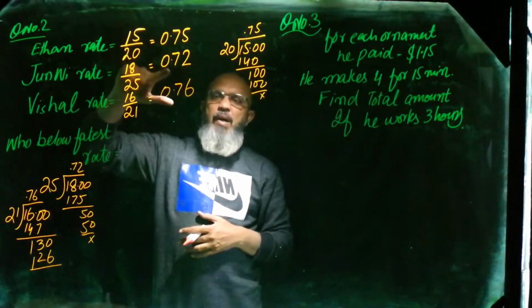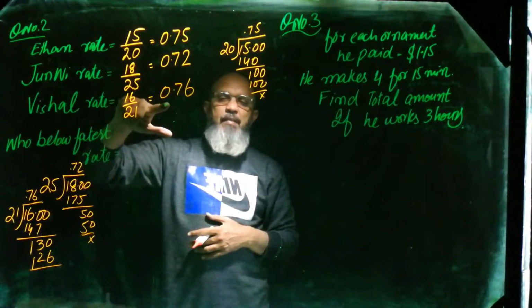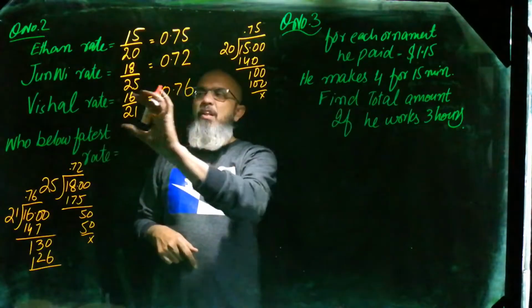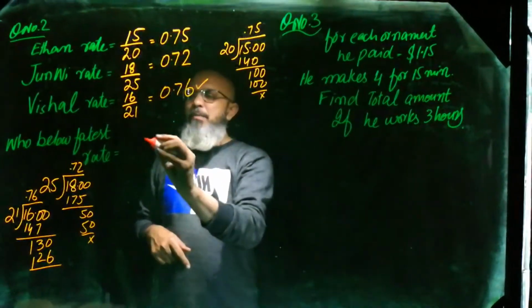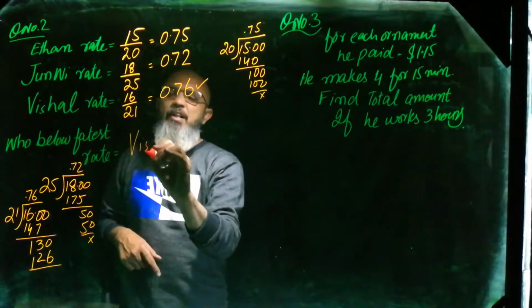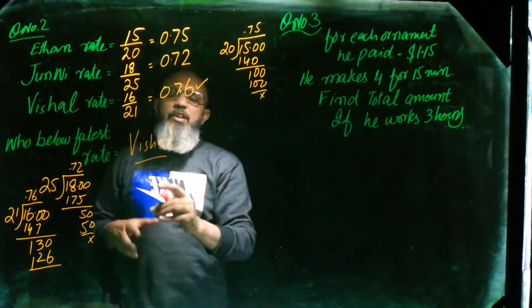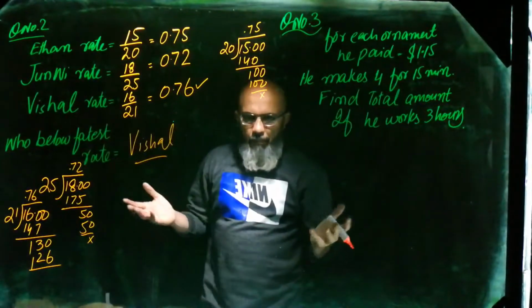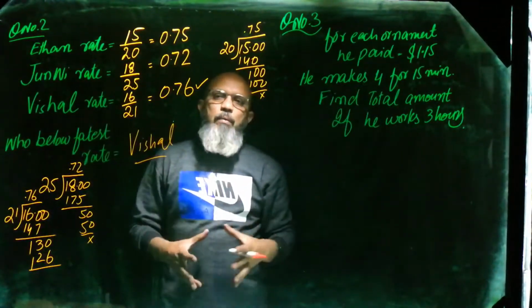So which one has the greatest value? Either 0.75, 0.72 or 0.76. So it means Vishal has the maximum rate. So who has the fastest rate? That is Vishal. That is your answer. So in this way you can solve your other questions from your workbook also.